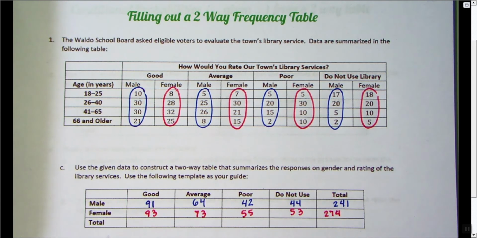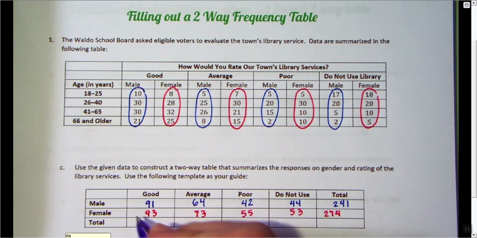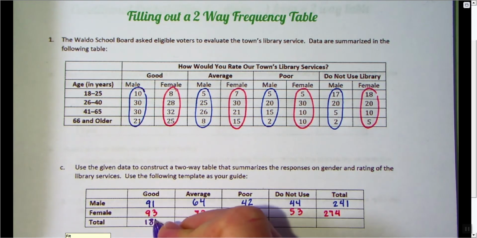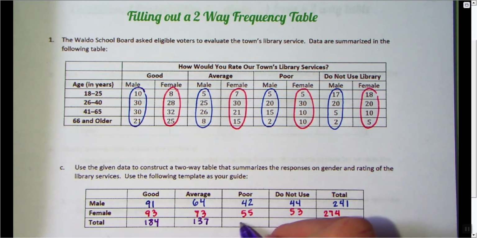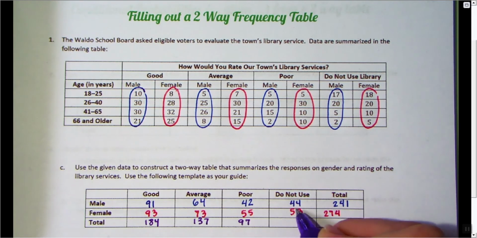Now, one more thing to fill this out is I'm going to add up the total. The total number of people who rated it good, adding up 91 plus 93 is 184. Adding up the number that said average, I'm adding up 64 plus 73 and I get 137. Adding up 42 and 55, I get 97. And adding 44 and 53, I get 97 as well.